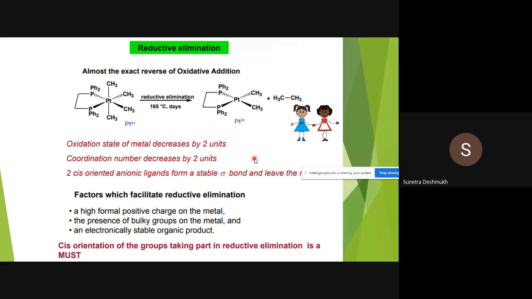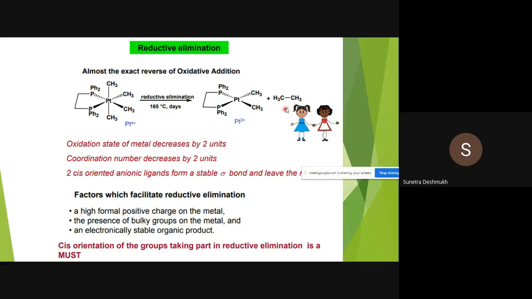Now next, what is reductive elimination? Okay, next step is reductive elimination. That one is exactly the reverse of the oxidative addition. Okay, so whatever oxidation state has been changed, here it is +4. Now platinum lost 4 electrons. Okay, platinum has given 4 electrons to different ligands. So now it will acquire again these electrons by reductive elimination.